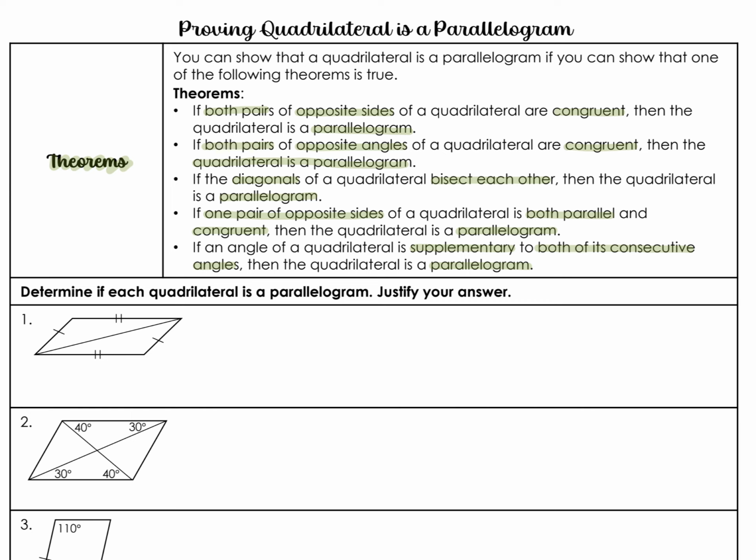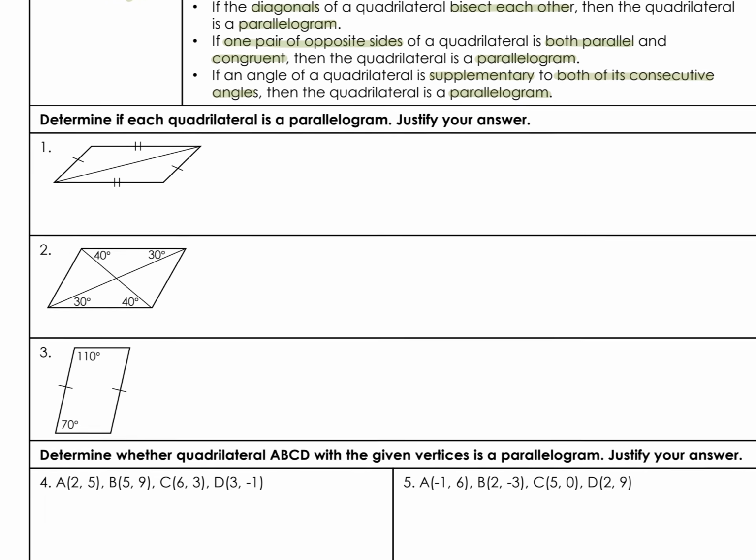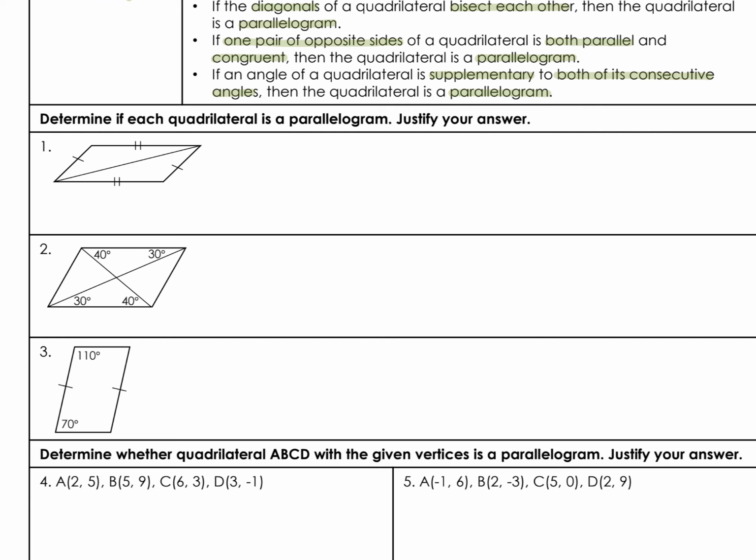Right? So those are the 5 ways, as well as obviously using your definition of a parallelogram, which is just that both pairs of opposite sides are going to be parallel to each other. So let's look at the first section of our problems. Okay, they have us determining if each quadrilateral is a parallelogram. And then if so, we're going to justify our answer. And if not, obviously stating why it's not as well.